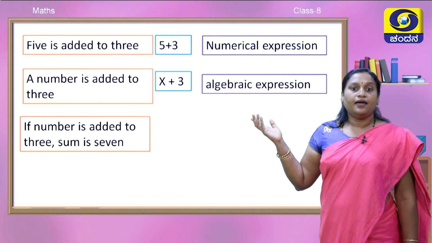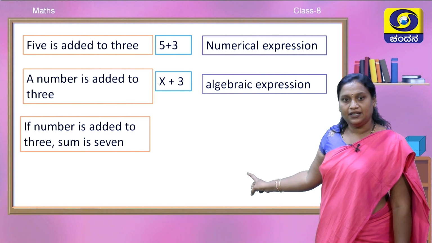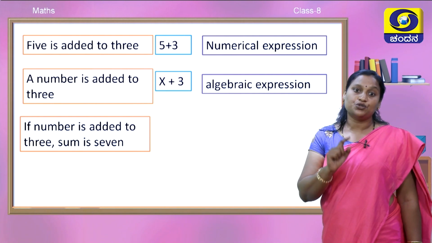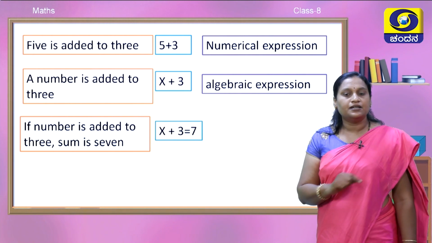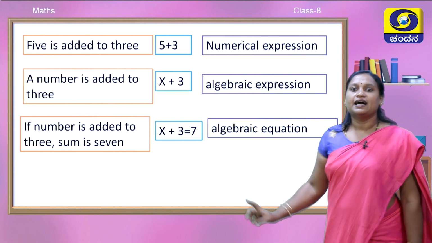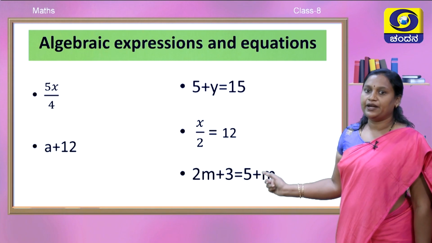Now, if I take another example, a number is added to 3 and the sum is 7. Here I am giving a condition that the sum should be 7. So, how do I write it? I'll write it as x plus 3 is equal to 7, which is an algebraic equation. We'll understand this with a little more examples.